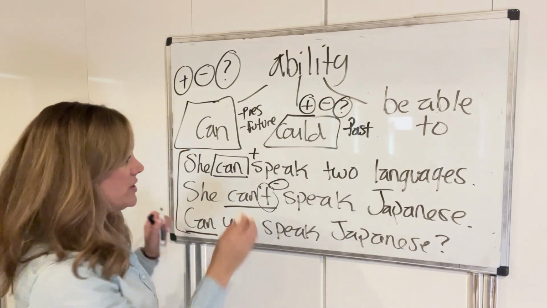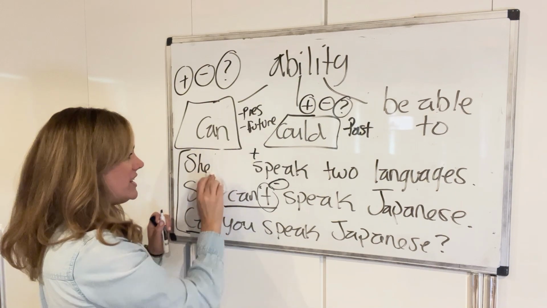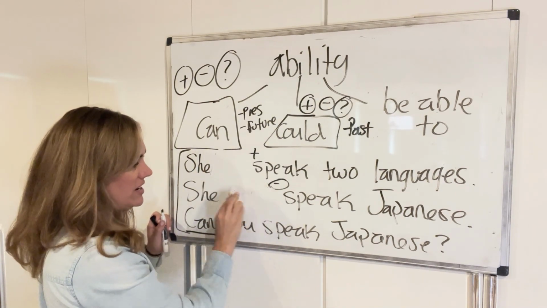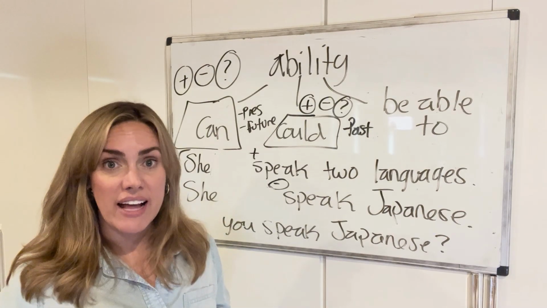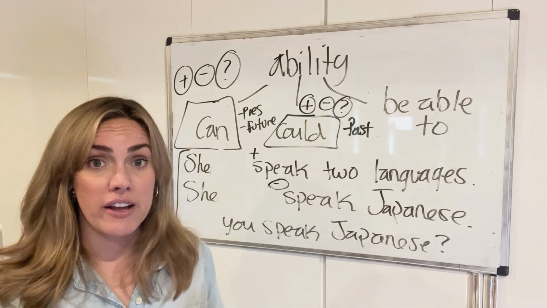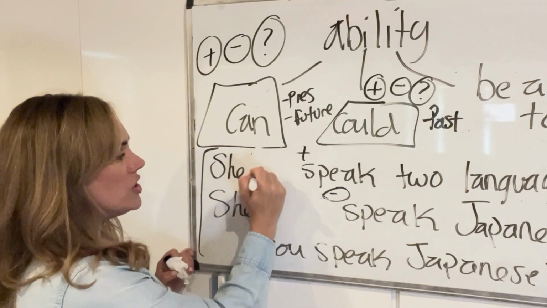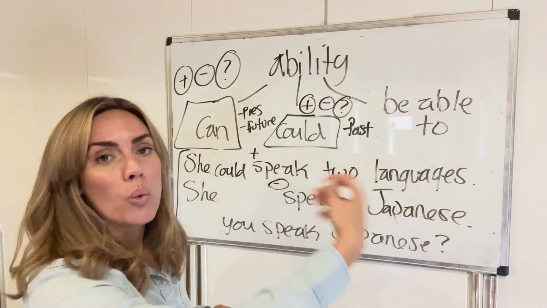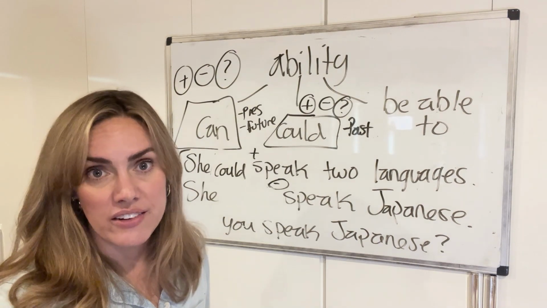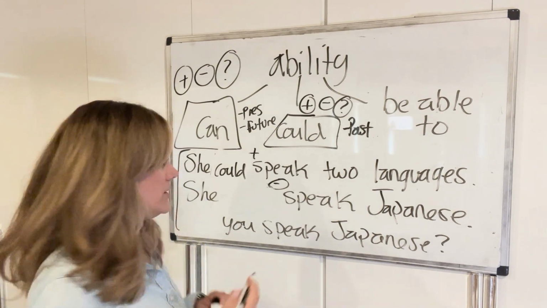So all I can do here is just replace this can with the word could, and then maybe add some time words to show I'm talking about the past. So she could speak 2 languages when she was a child in the past. She could.